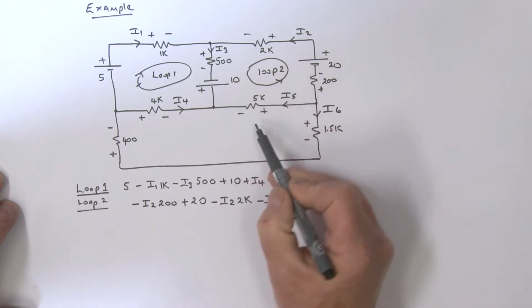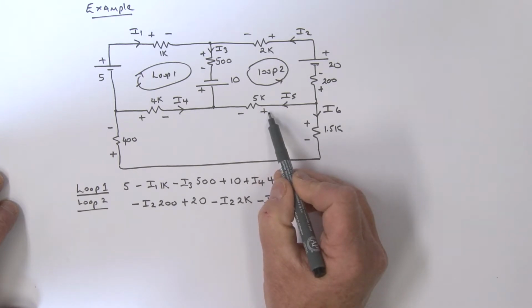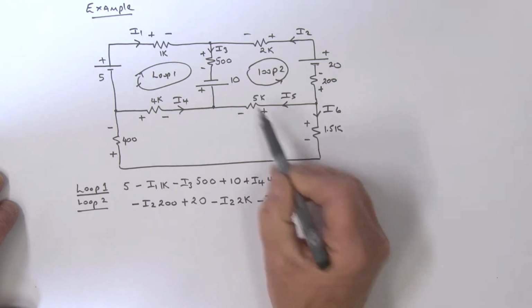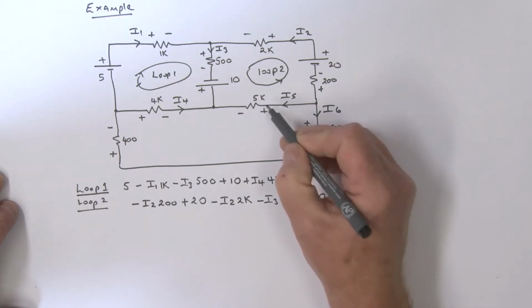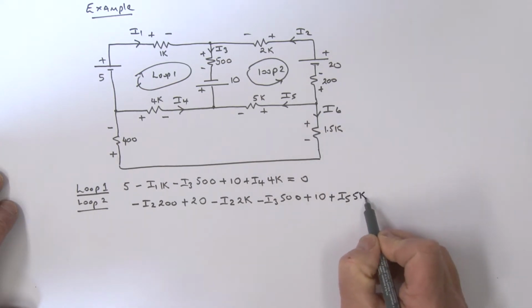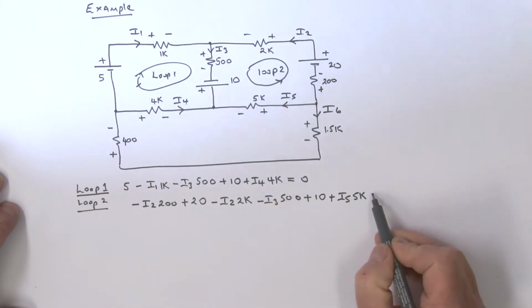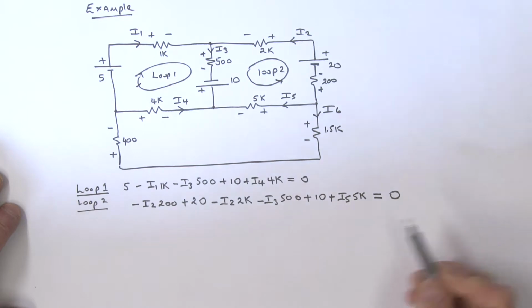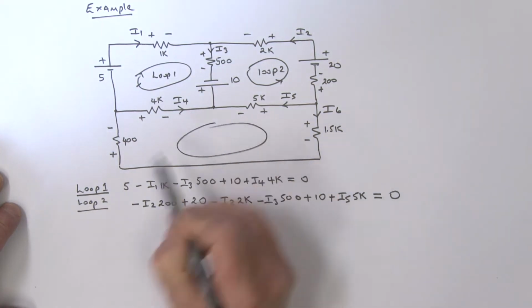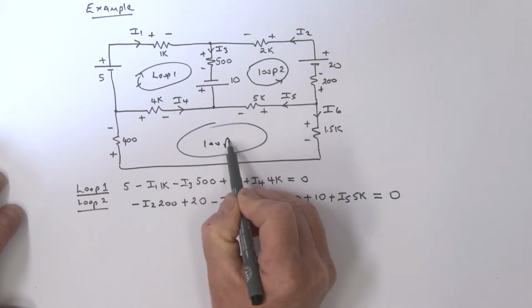And then coming on round, we're going from a minus to a plus. That is I5, isn't it? So that is a plus I5 times that 5k. And we're now finally at the beginning again. So all of that is equal to 0. All right, that's that loop. Well, let's have a look at loop number 3.